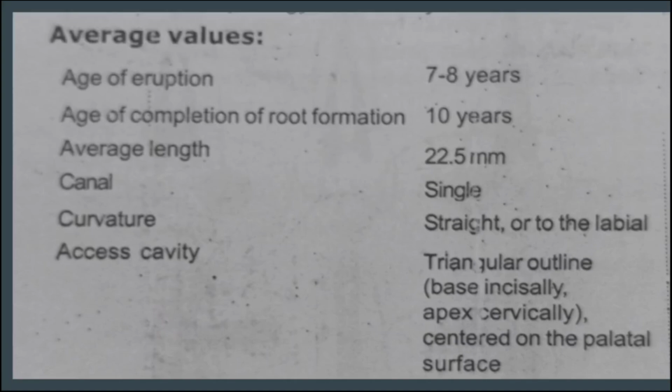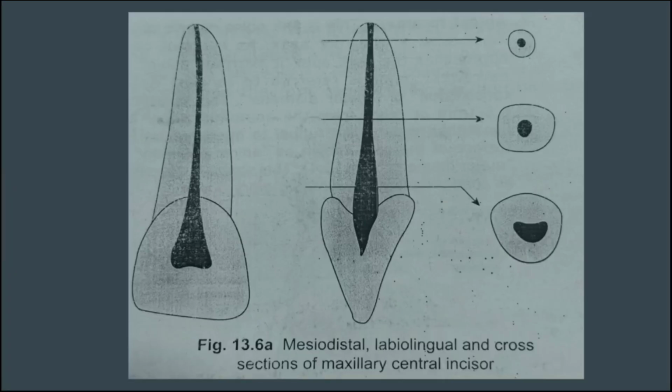Now I'll tell you how to access when you open the tooth while doing the root canal. The access cavity should be in triangular outline, so you have to maintain a triangular outline, centered on the palatal surface. This is a single rooted tooth, and this is how the pulp chamber will look.